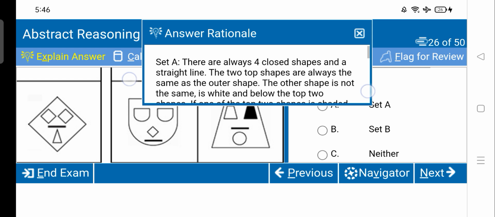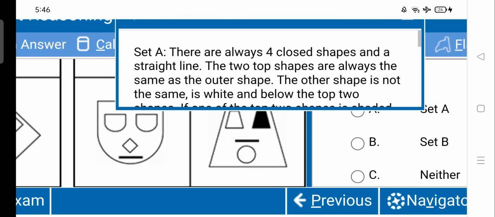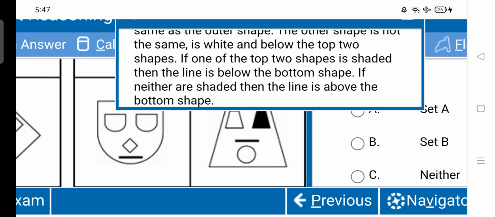So the rule for this sets is that for set A there are always 4 closed shapes in a straight line. The 2 top shapes are always the same as the outer shape. The other shape is not the same, is white, and below the top 2 shapes. If one of the top 2 shapes is shaded, then the line is below the bottom shape. So if neither are shaded, then the line is above the bottom shape.